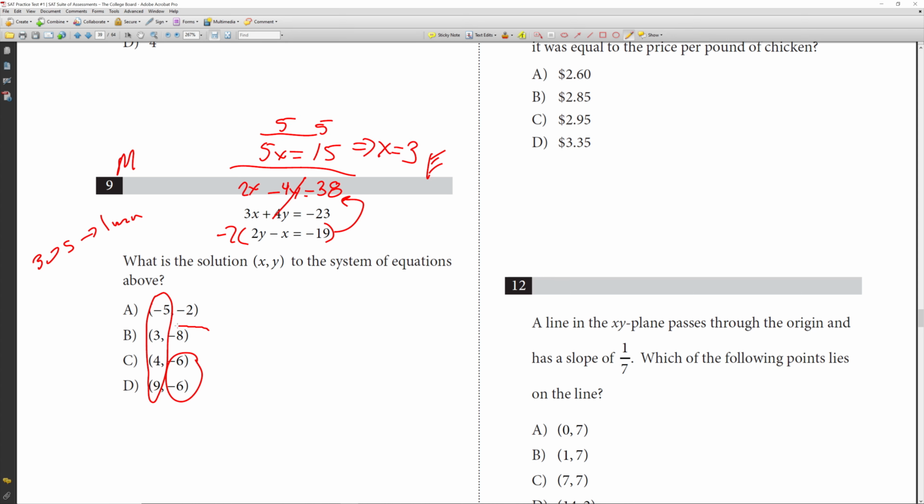The only answer with x equals 3 is B. And boom, you got the answer. Move on.